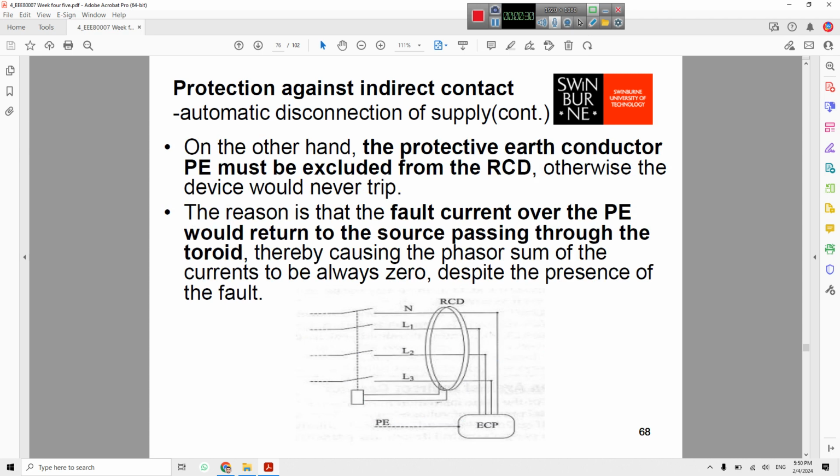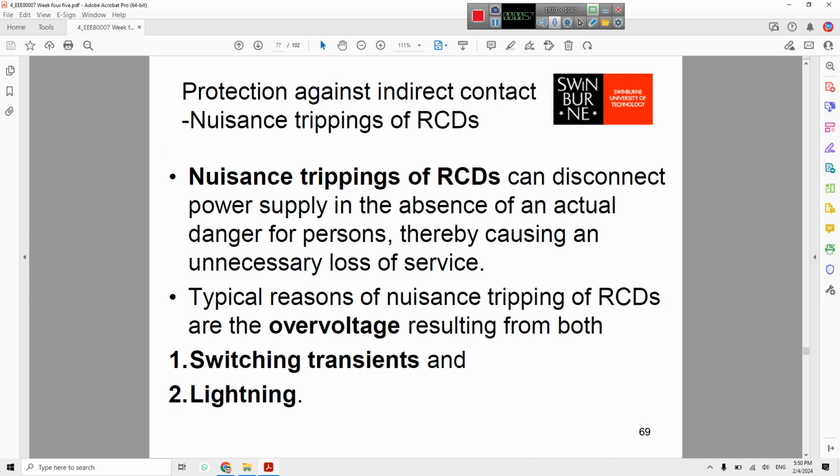As I mentioned in class, we should consider three phase and neutral at the same time, as you can see here also, because during some unbalanced condition the three-phase current will not be zero, so hence the operation of the RCD is expected for that. But the major problem for the RCD operation comes from switching and lightning.